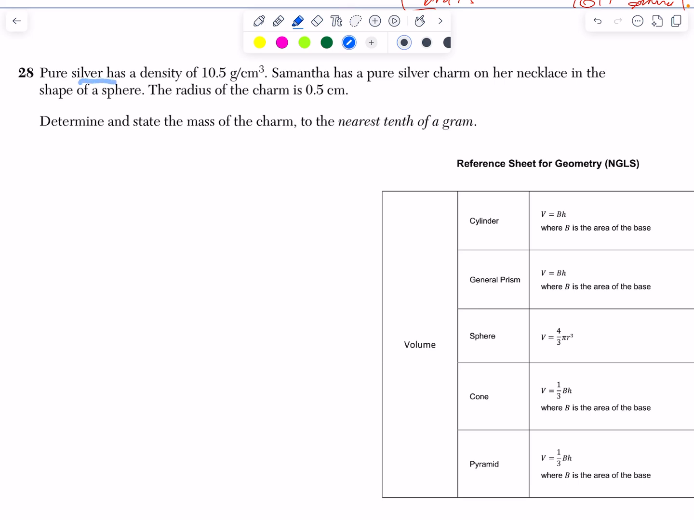Silver has a density of 10.5 grams per cubic centimeter. Samantha has a pure silver charm on her necklace in the shape of a sphere. The radius of the charm is 0.5 centimeters. Determine and state the mass of the charm, to the nearest tenth of a gram.